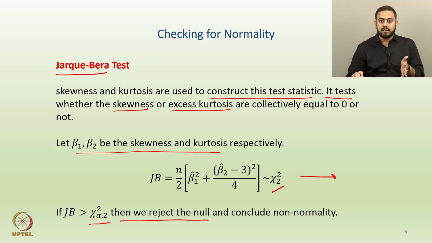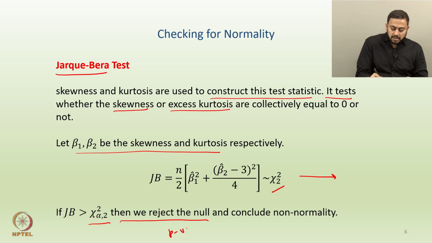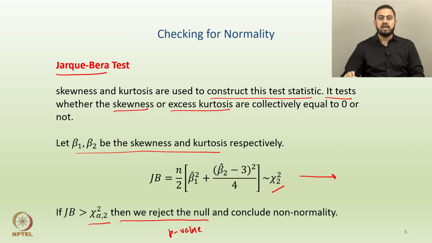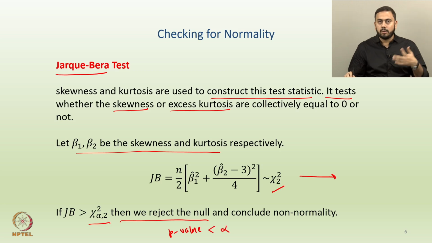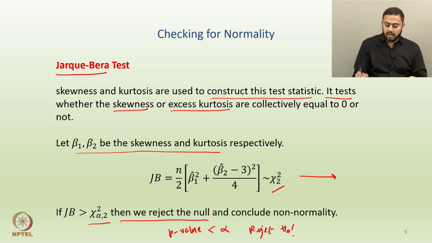You look at the test statistic, and if its value happens to be bigger than the tabulated chi-square value, then one can reject the null hypothesis. Otherwise, one can also conclude based on the p-value. If you are implementing this Jarque-Bera test in software, let us say R, then R would give you a p-value. If the p-value happens to be less than the alpha that you have chosen, let us say 5% or 1% or 10%, then we can reject the null hypothesis.